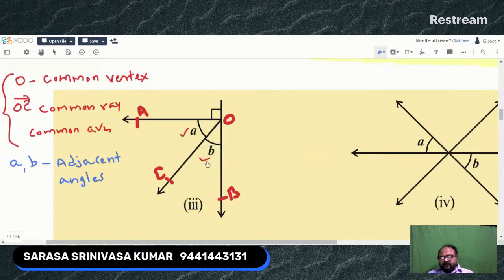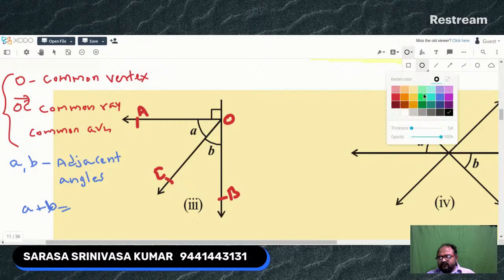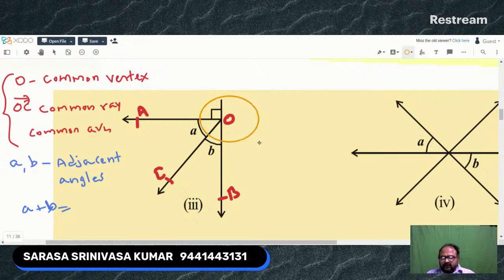What is the sum of the two angles, angle A and angle B? You observe this here in this diagram. They have mentioned that this angle is equal to 90 degrees. The other angle is 90 degrees, hence angle A plus angle B must be equal to 90 degrees.